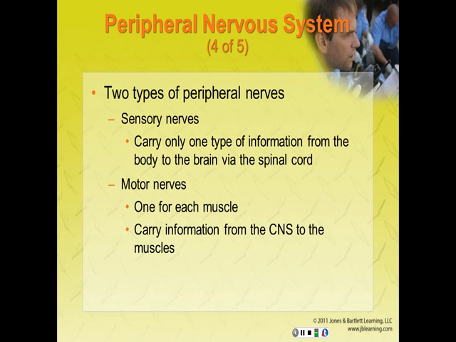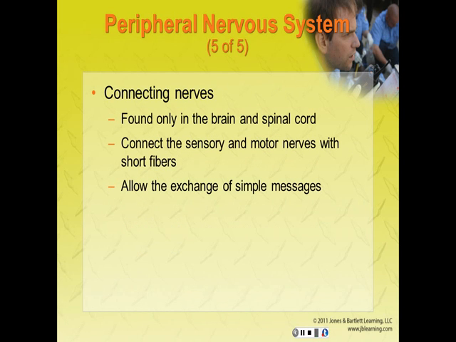There are two major types of peripheral nerves called sensory nerves, and they carry only one type of information from the body to the brain via the spinal cord. The other type is called motor nerves, and there is one for each muscle, and they carry information from the CNS to the muscles. You then have connecting nerves, and they are found only in the brain and spinal cord. They connect the sensory and motor nerves with short fibers, and they allow the exchange of simple messages.